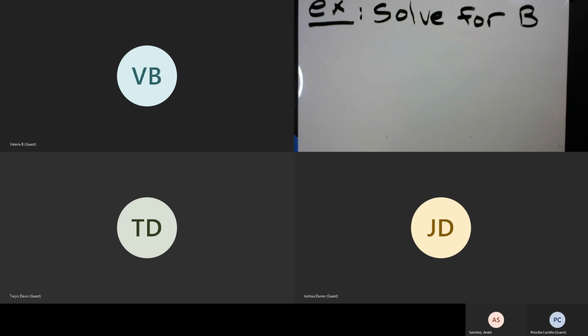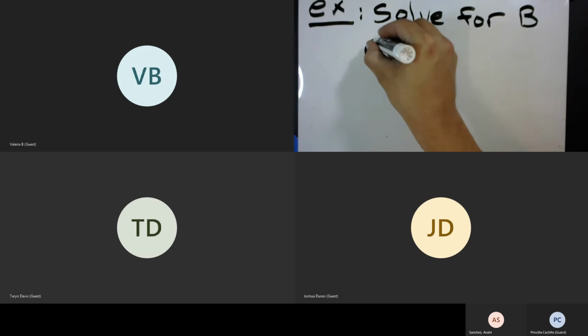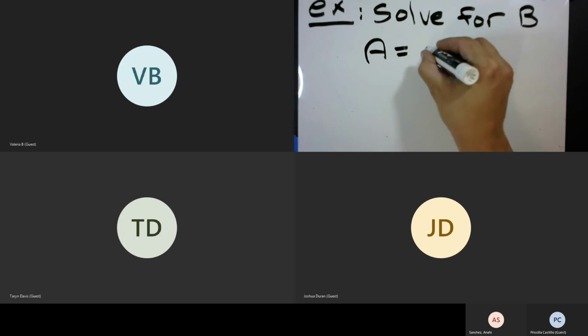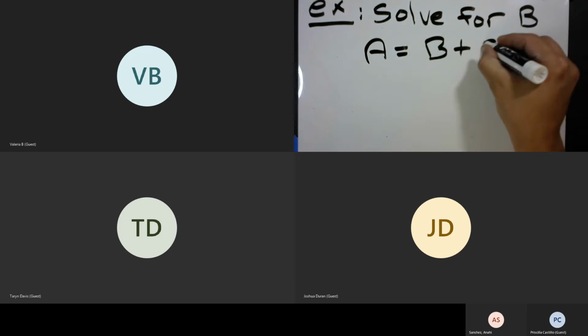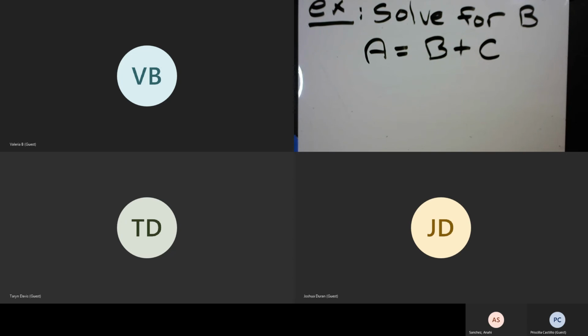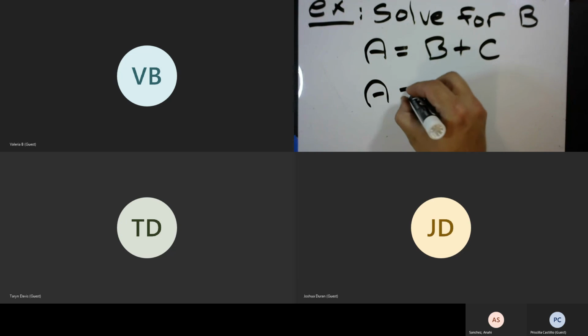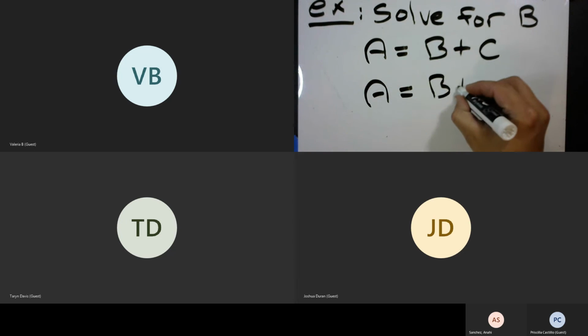Let's say we're going to solve for b, and we have this formula. So how do we do that? Well, what we want to do is we want to get b by itself. So we can take our formula. To get b by itself, we need to get rid of this c.